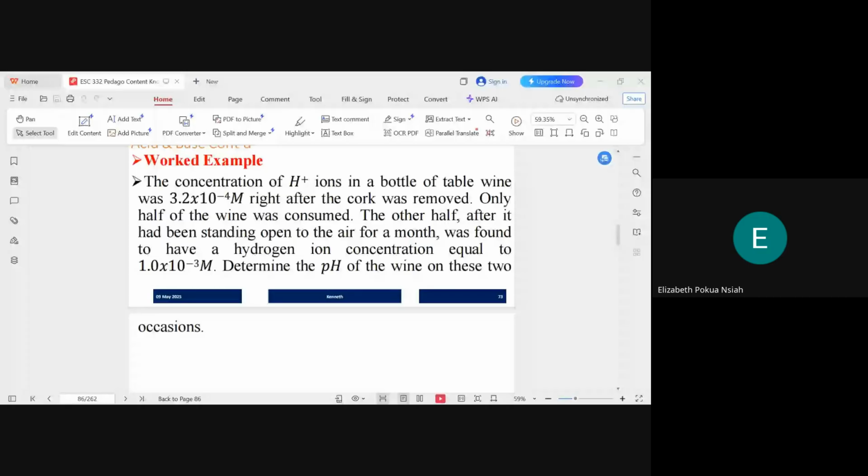So the pH will be negative log of the hydronium ion concentration, which is 0.025, and then it will give us 1.602. So approximately the pH will be 1.60. And we know that pH plus pOH should be equal to 14. So pH is 1.60 plus the pOH, which is equal to 14. And then the pOH will give us 12.40.